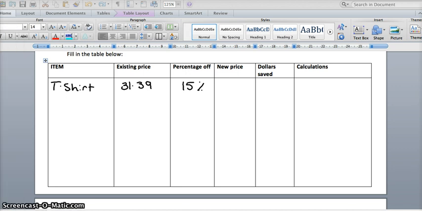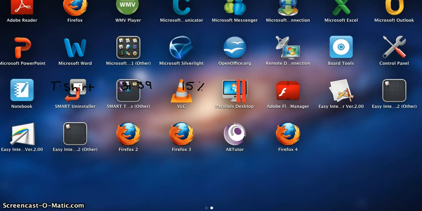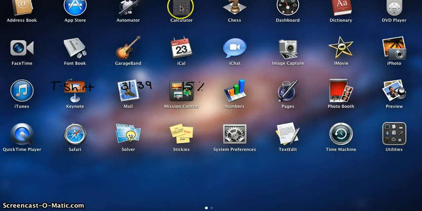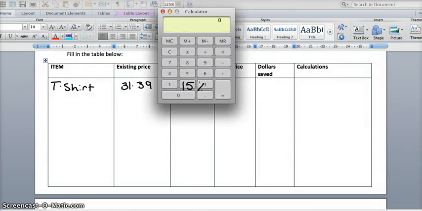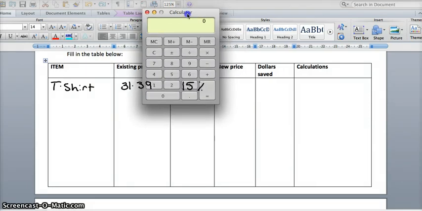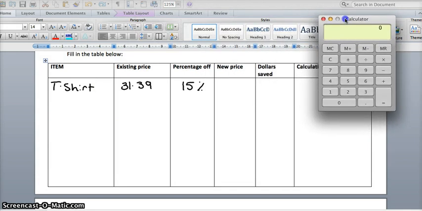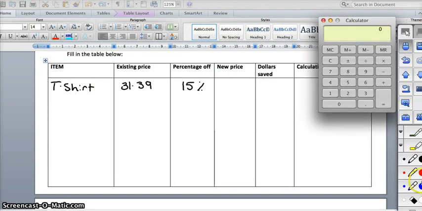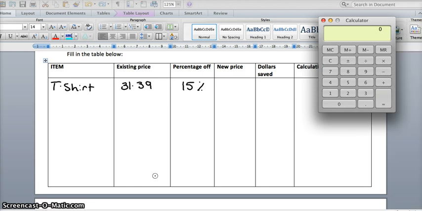What are we going to do? I'll find my calculator. Maddie, what are we going to do here, please? Looks like that there. 15% off. It was originally $31.39. Maddie, what might I do there?